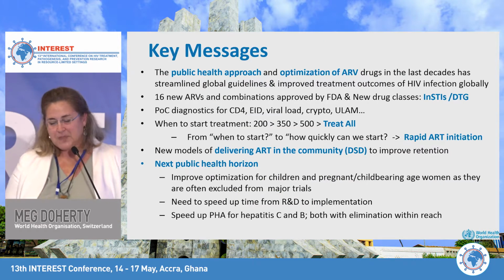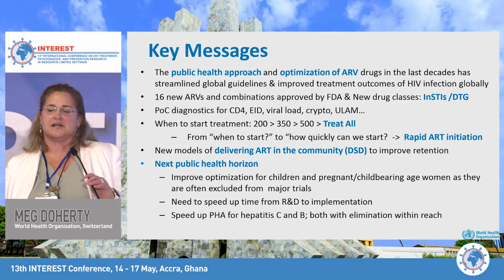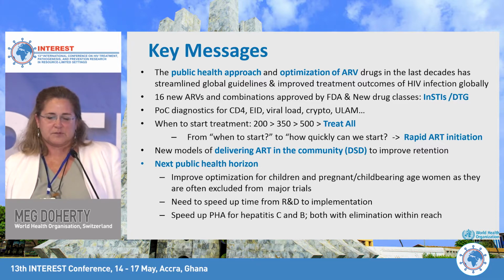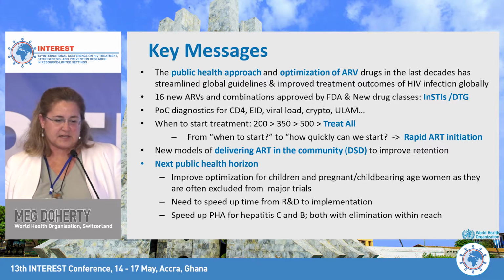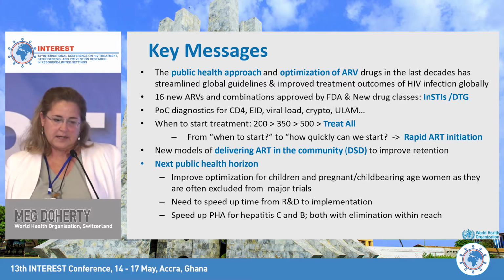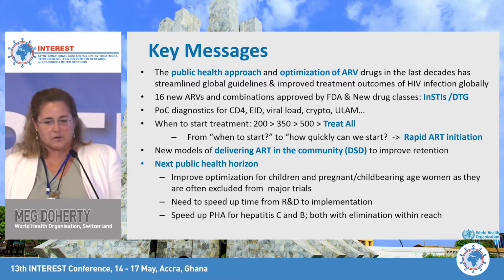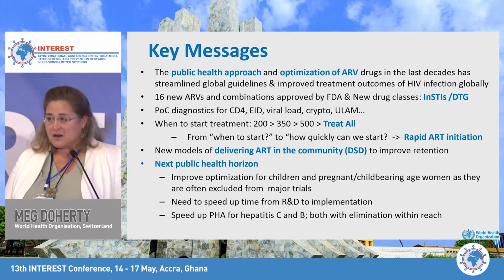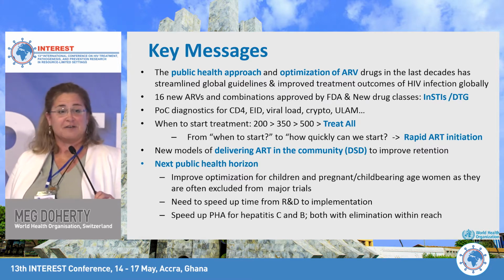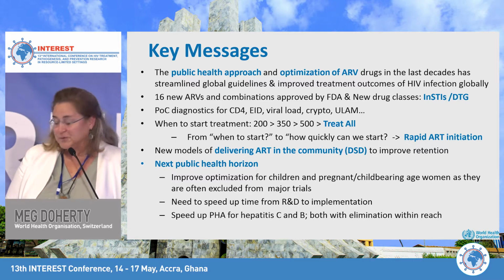and reduce that line? So, key messages from this long talk, and you can certainly look at the slides for the greater detail, and I'll put out the guidelines later today. The public health approach and optimization of ARV drugs in the last decade has really streamlined our global effort around HIV and has improved outcomes. We're sure of that. We know that we've been able to really reduce the number of drug classes and bring in new drug classes globally. We have new innovations. The point of care is the EID, viral load, crypto, and urine LAM. WHO right now is making a decision about how to use urine LAM, and those guidelines will be coming out in a month or two.